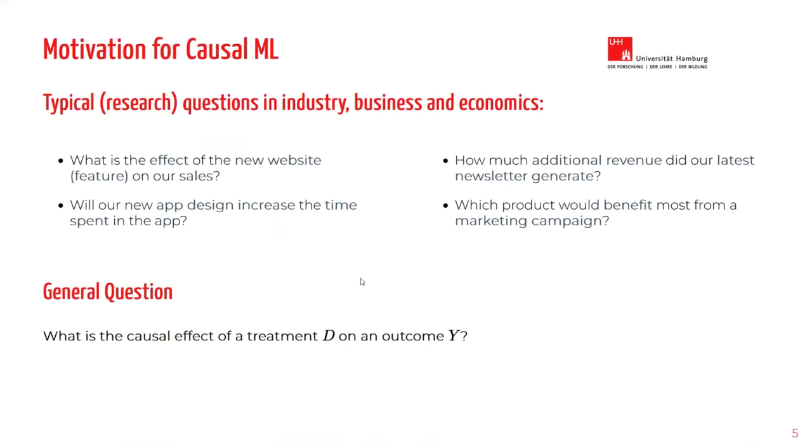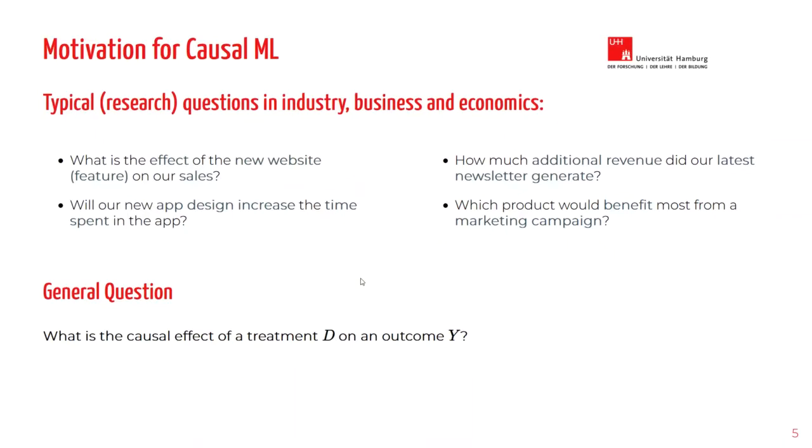In industry and also in research, there are many cases where causality is important. Here I listed some industry cases. For example, you want to know what the effect of a new website on your sales is, if you have an online shop. Will a new design of your app increase the time your users spend in the app? How much additional revenue did you generate with your latest newsletter? And how would you optimally set up your marketing budget? If you have different products, what is the best way to spend your money?